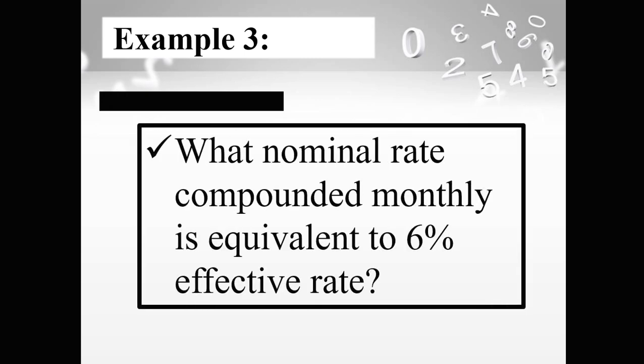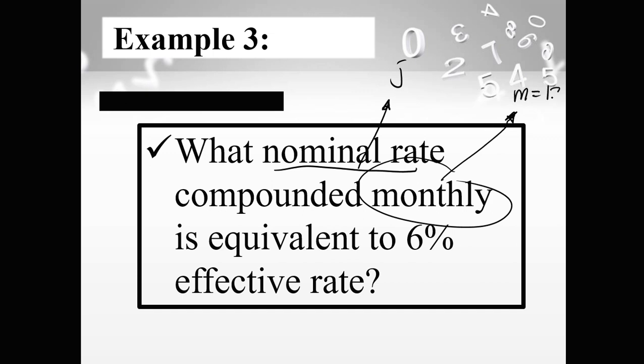Next, we have example number 3. What nominal rate compounded monthly is equivalent to 6% effective rate? Ayan. So, dito naman, ibang case naman po tayo sa example number 3 natin. Sa example number 3 po natin, ang hinahanap po ay nominal rate. Ano pong letter si nominal rate? We have letter J. Compounded monthly, again, monthly po, we have M is equal to 12. Is equivalent to 6% effective rate. So, andyan na yung word na effective rate. So, your 6% will be the W. Okay po? Siya po si W.